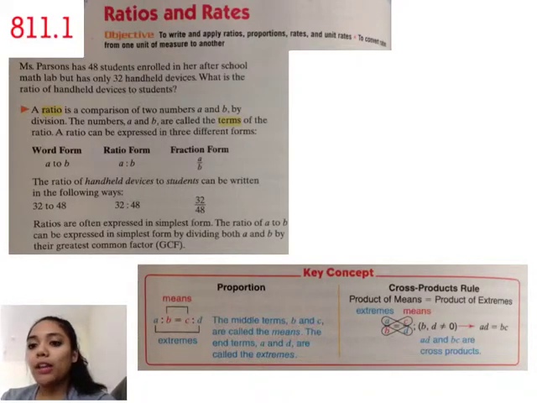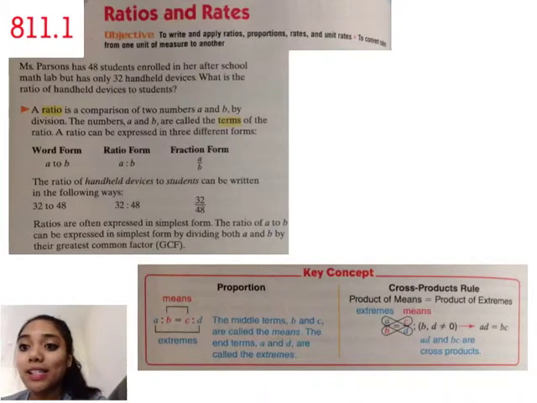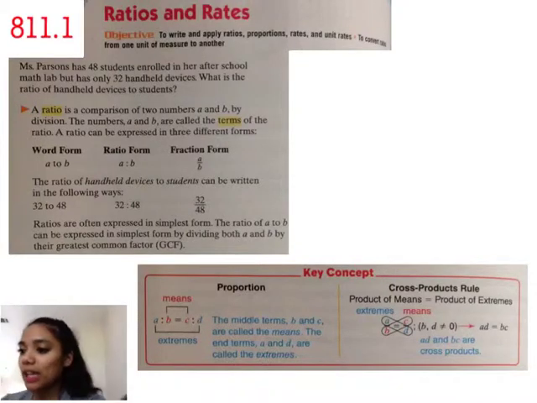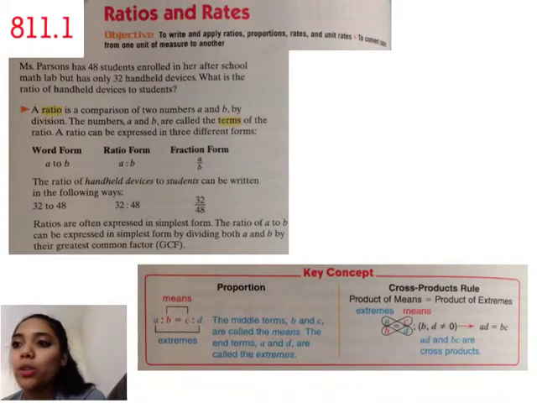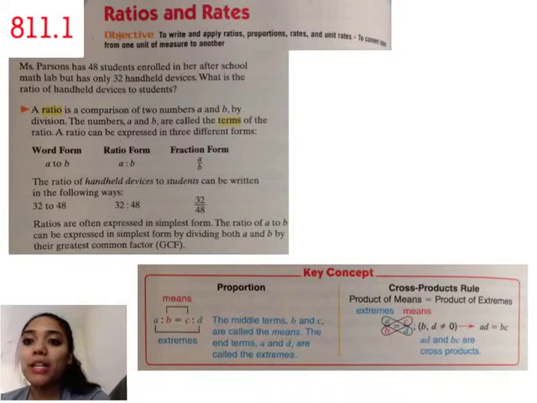Alright, so they can actually both be divided by 16. So 32 divided by 16 is 2, and 48 divided by 16 is 3. So the ratio is 2/3. Pretty easy.